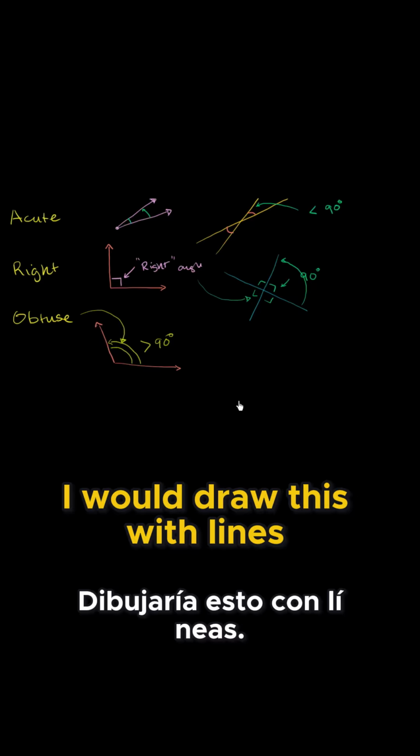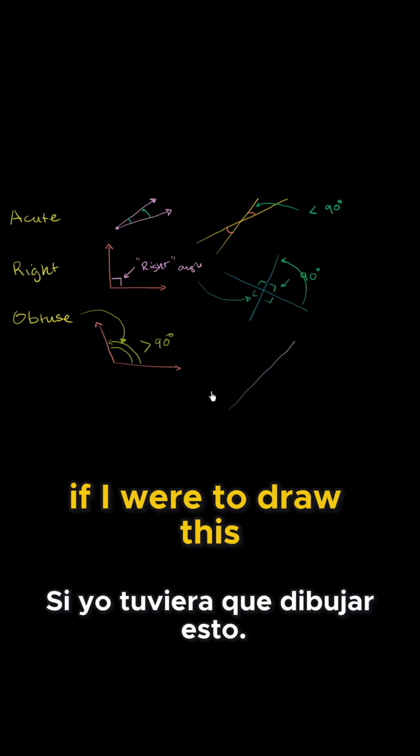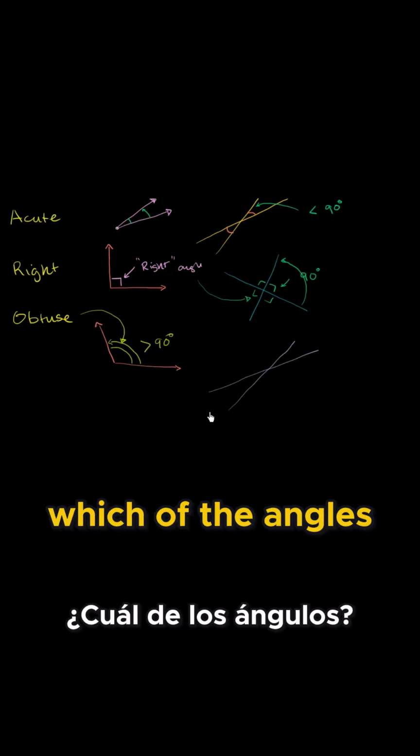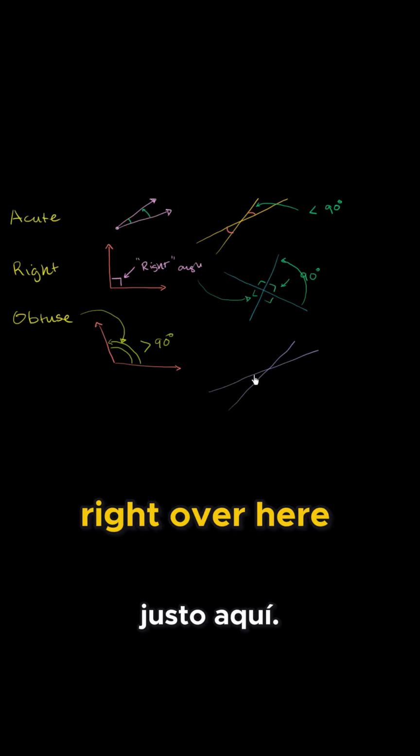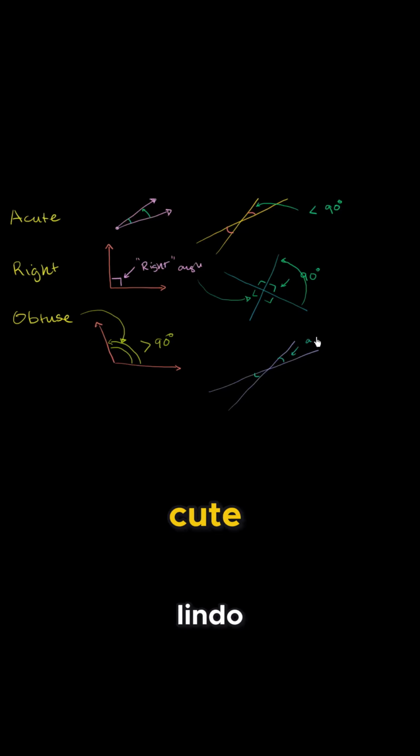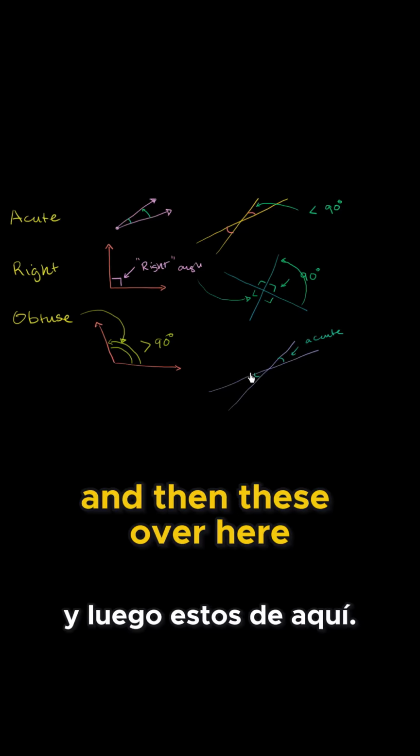If I were to draw this with lines, which of the angles are obtuse and which are acute? Well, the way I've drawn them right over here, these two over here are acute, and then these over here are going to be obtuse.